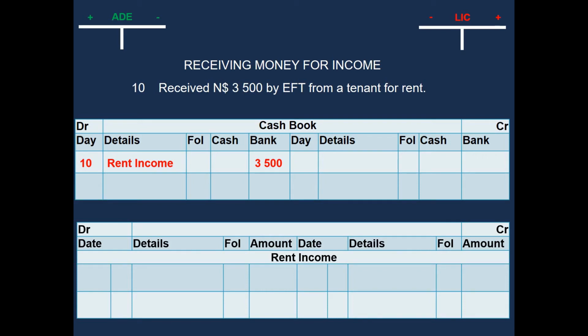And then our rent income is an income account, and our income increased, so we would enter that on the credit side. So we would credit our rent income with 3,500, and the description in the details column will be bank, and that completes our double entry. We have a debit entry of 3,500 for rent income in the cash book, and a credit entry of 3,500 for bank in the rent income account.